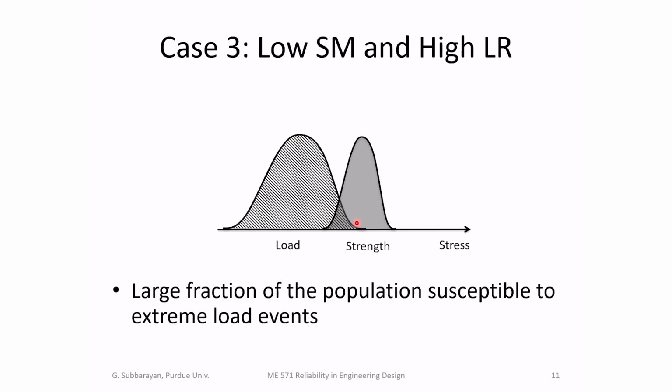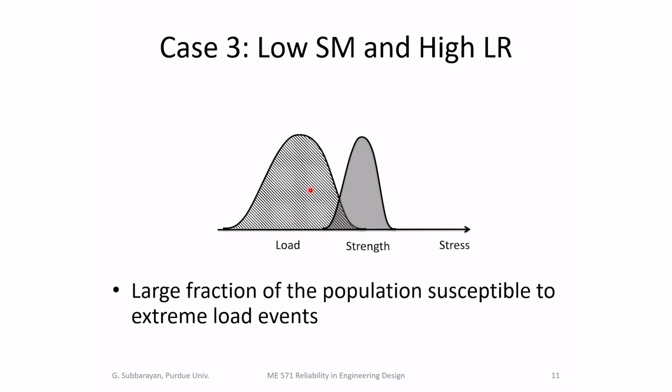So the user might decide to test the limit of your product by subjecting it to a load roughness much greater than what you were willing to accept. So here you might have a larger fraction of the population susceptible to extreme load events. So you hope to avoid this by specifying use environment, but you can't control it. So this is the third possibility.